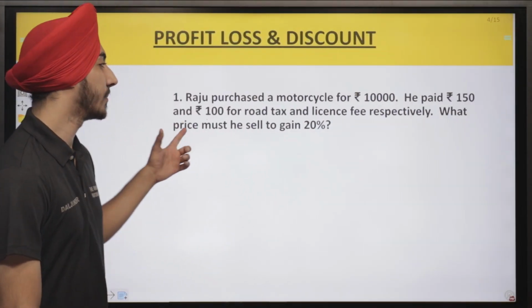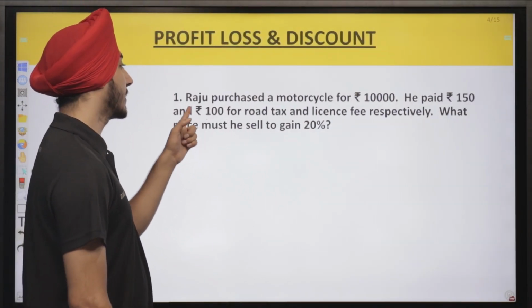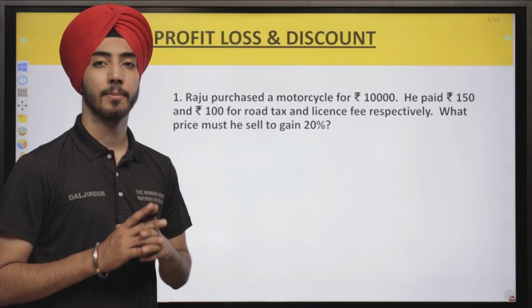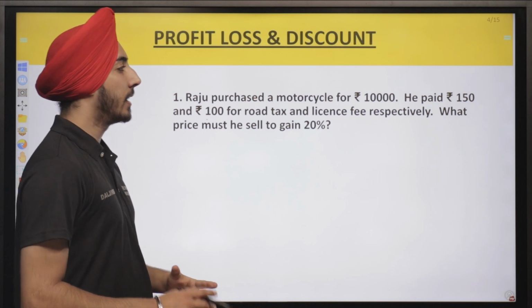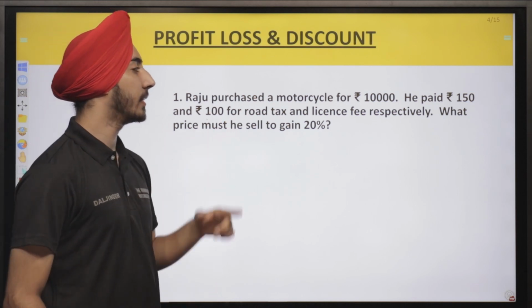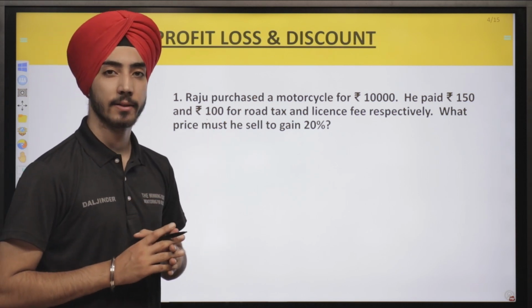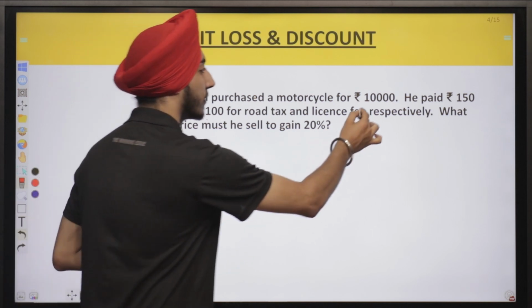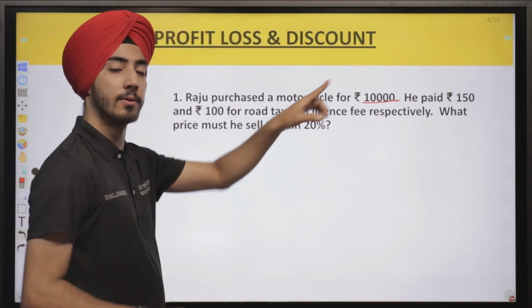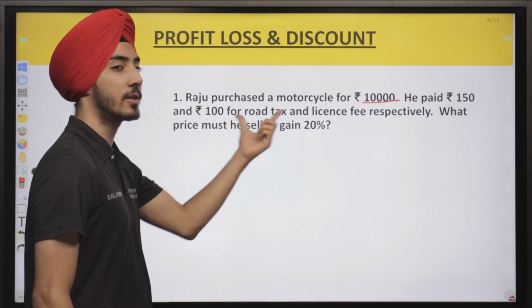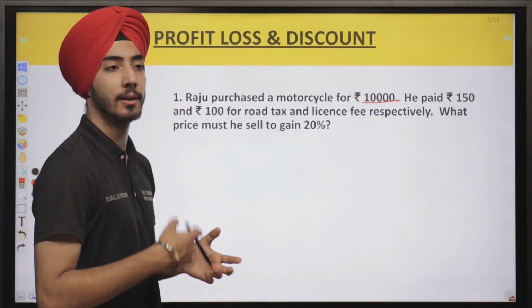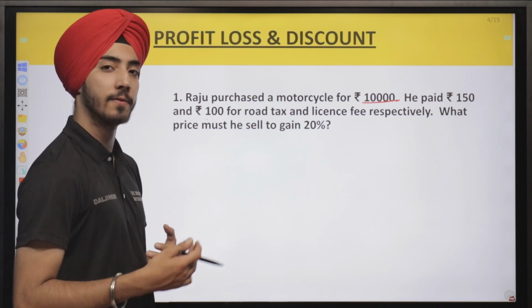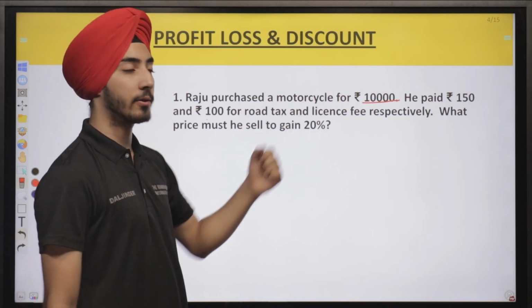So let us look at question number 1 here. Question number 1 says that Raju purchased a motorcycle for rupees 10,000. He paid rupees 150 and 100 as road tax and license fee respectively. Now this is the initial cost price and the total cost price will not be this. Whenever you are given extra charges like license, road tax, repairing, denting and transportation fee, we always have to add it into the cost price.